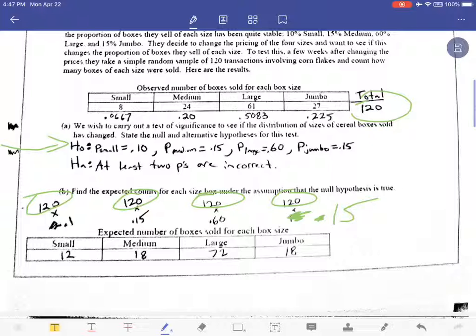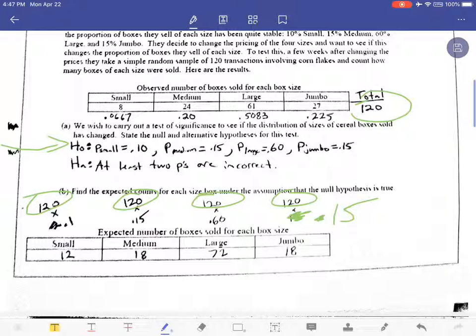So 120 times 0.1 is 12. 120 times 0.15 is 18. Then we got 72 and then 18. So you're just multiplying that sample size times what you think the expected proportion is, and that gives you your expected count, or expected value. So essentially, if there wasn't a change in the distribution of box sales, we'd expect that in our sample of 120, we would get numbers that come out to this.